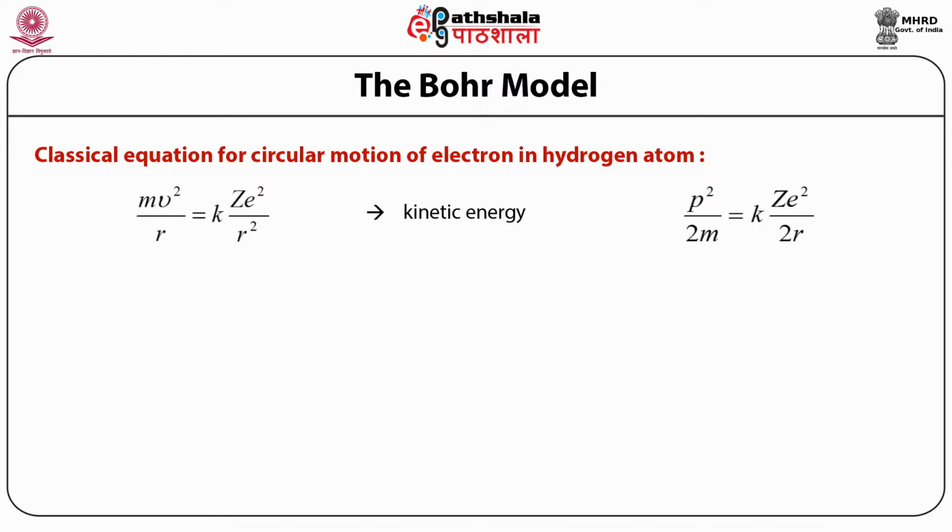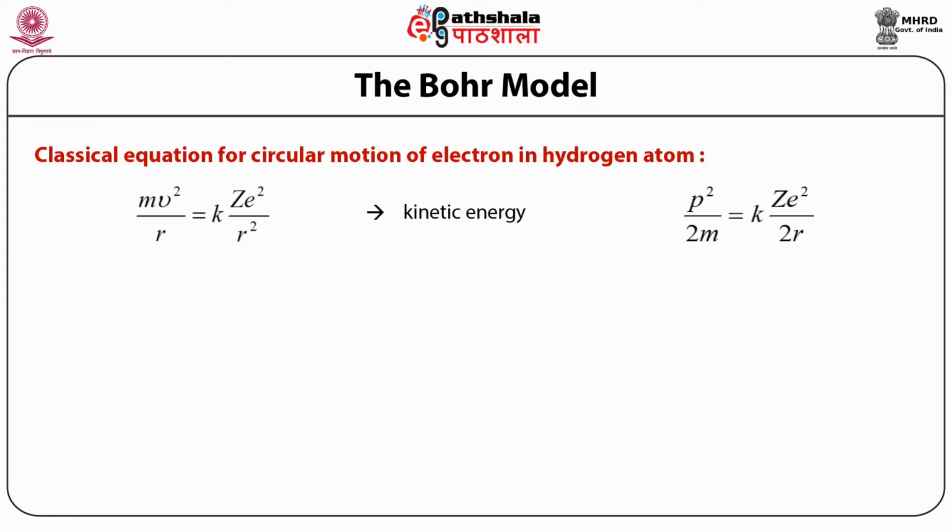So this equation tells you that the kinetic energy of the electron, which is p squared by 2m, is equal to kZe squared by 2r. So this is the first point in Bohr's model. And here there's nothing new. It's just like the equation you write in a classical theory.